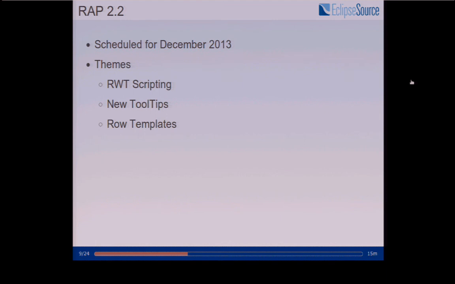So for RAP 2.2 we had this time around a little bit more focus on the UI features of RAP. 2.2 will release at the end of December, so we are now in 6-month release cycles. And the 3 major new features are scripting, redesigned tooltips, and RowTemplates.